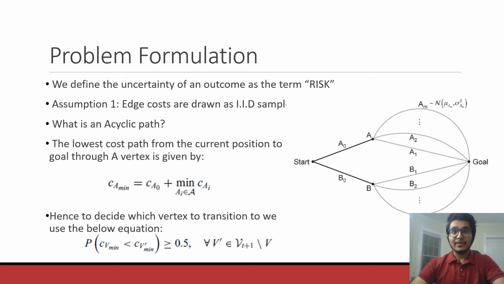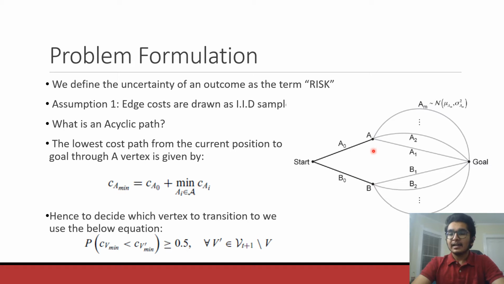Let's understand the problem formulation. First, we consider the graph G, which contains all the vertices and their edge cost, which are derived from the normal distribution. We make an important assumption here that when queried, the edge costs are drawn as independent and identically distributed samples from the cost distributions. So in the image below, we see a start or the current robot's point and the neighboring point vertex A, B, C, D, and so on. Here we just consider A, B to understand the concept.